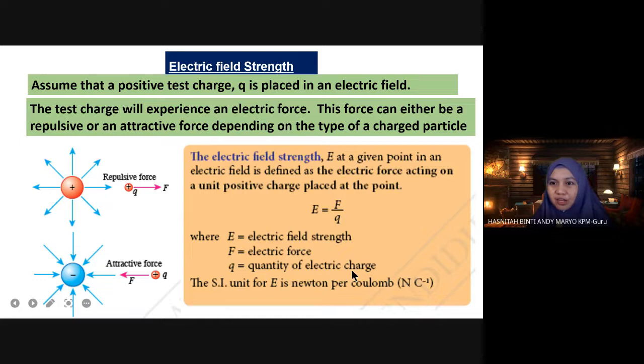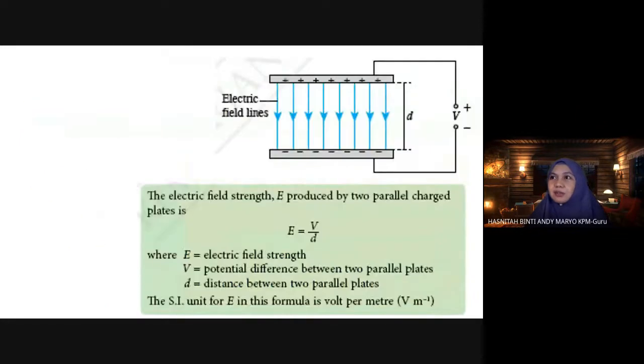So teacher, electric force is attractive force and repulsive force? Yes. These are the names of the electric force. If the charges are the same, it means repulsive force. If different charges, it means attractive force. Okay, so let us go to the next part.